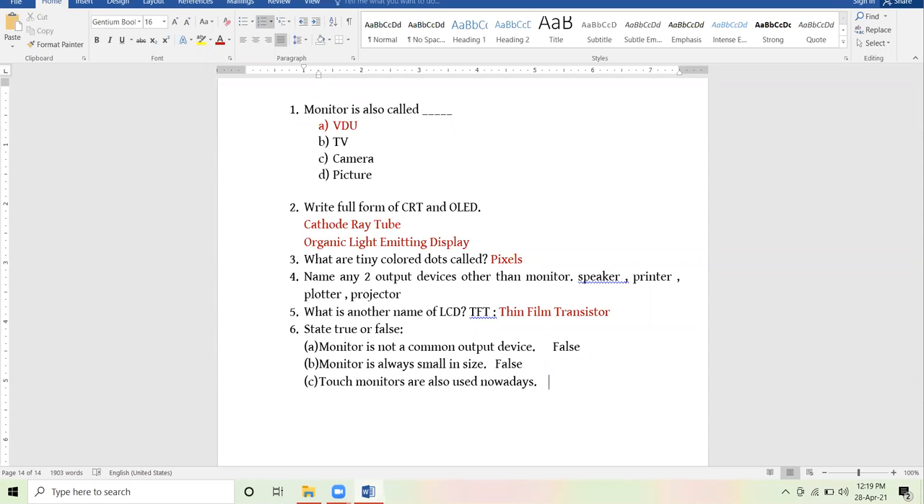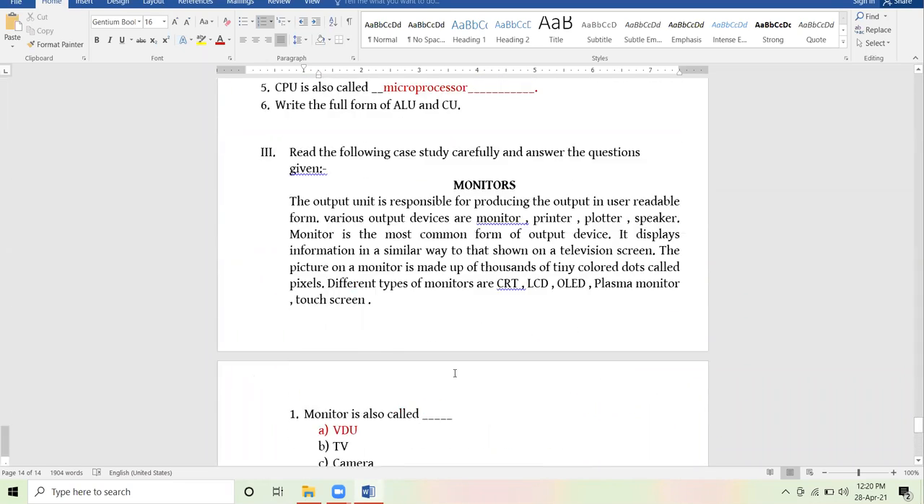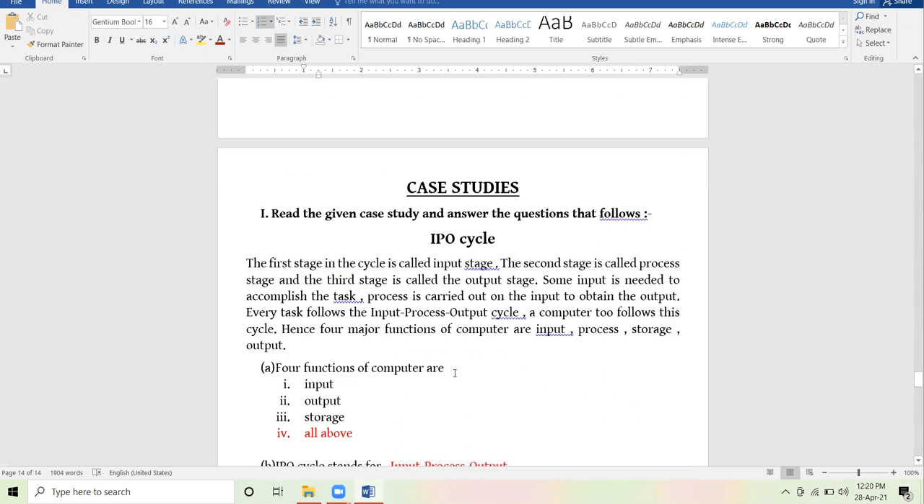Touch monitors are also used nowadays. Touch monitors are also used nowadays. Yes, Manyaveet. True. Touch monitors are also used nowadays. Sir, true. Very right, very correct.